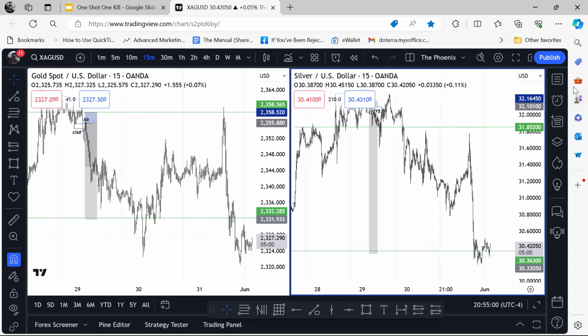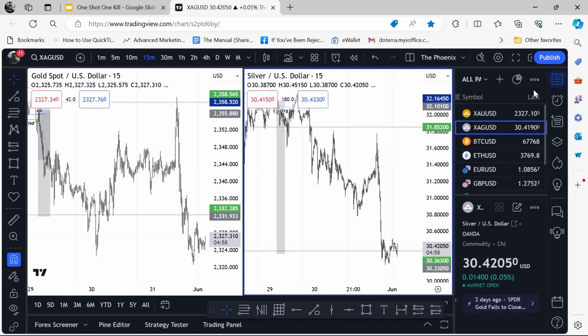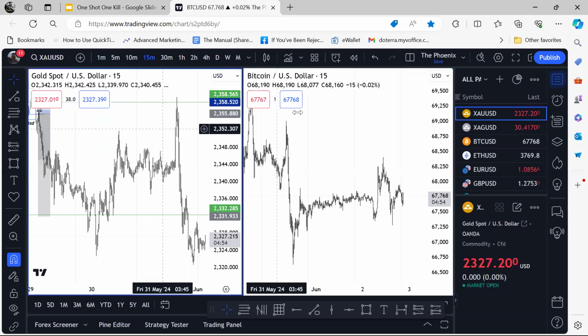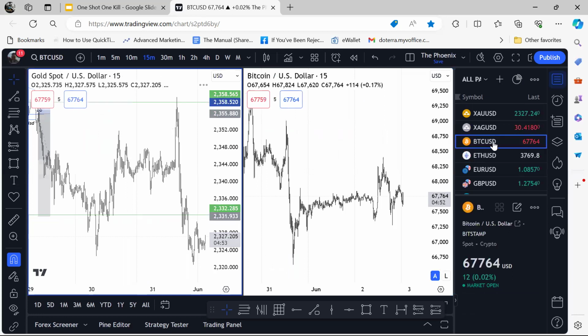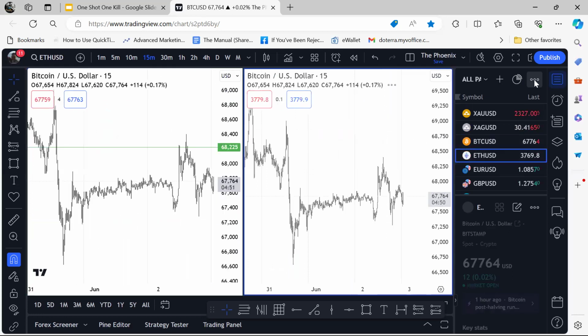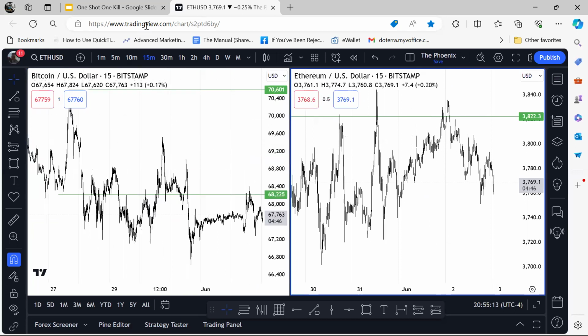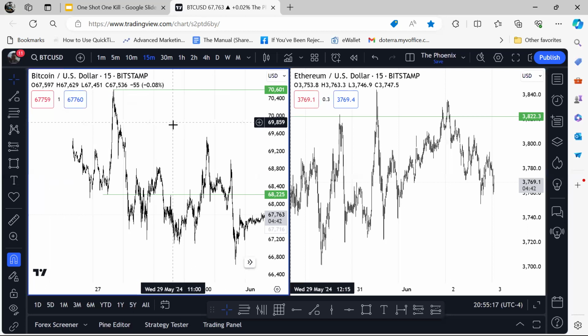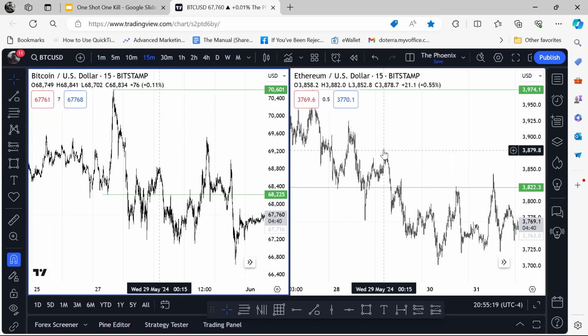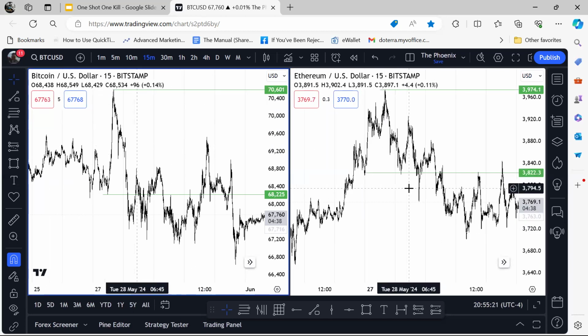All right. We are going to go to Bitcoin here, Ethereum here. As I had said, I had gone ahead and marked the opening range for each pair.